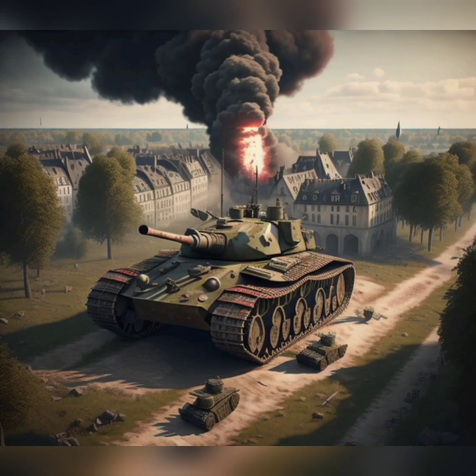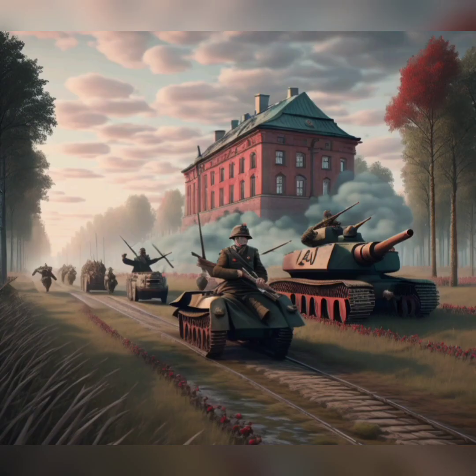Soon after, France and the United Kingdom, honoring their commitment to defend Poland, declared war on Germany. This marked the beginning of the Allied powers' fight against the Axis powers, led by Germany, Italy, and Japan. The war was fought on multiple fronts, with significant battles taking place in Europe, North Africa, and the Pacific.